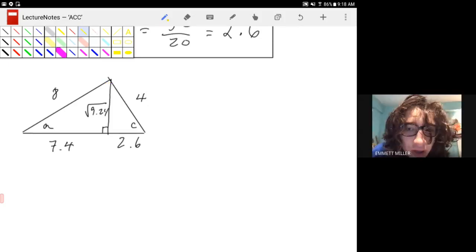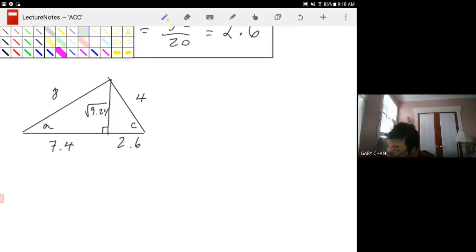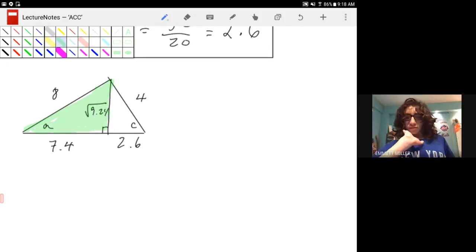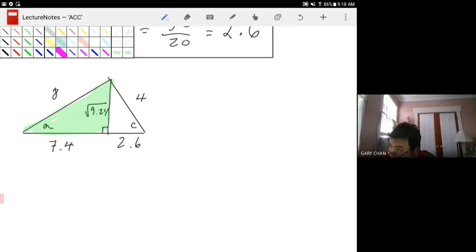Can everyone follow what just happened? Again, this angle over here is not 90. So the whole triangle, 4, 8, 10, that big triangle, you cannot use sine, cosine, and tangent for that because it's not a right triangle. However, we've manipulated the situation so that this triangle over here is a right triangle, so we can use sine, cosine, and tangent there. All right, so Emmett, try that again.